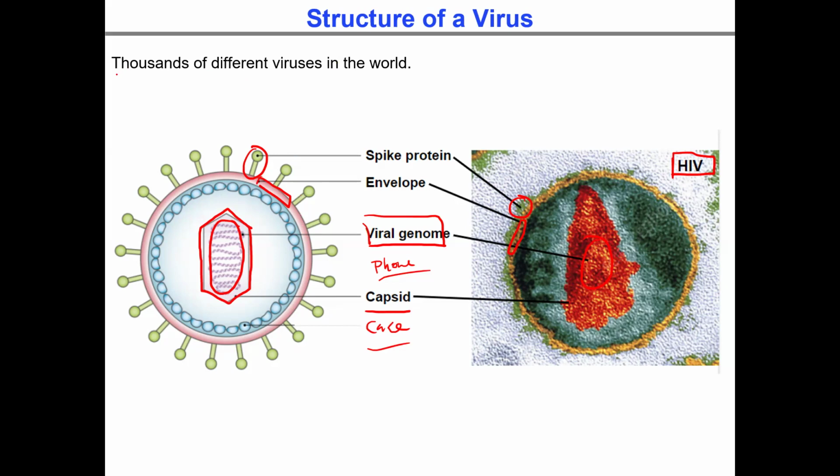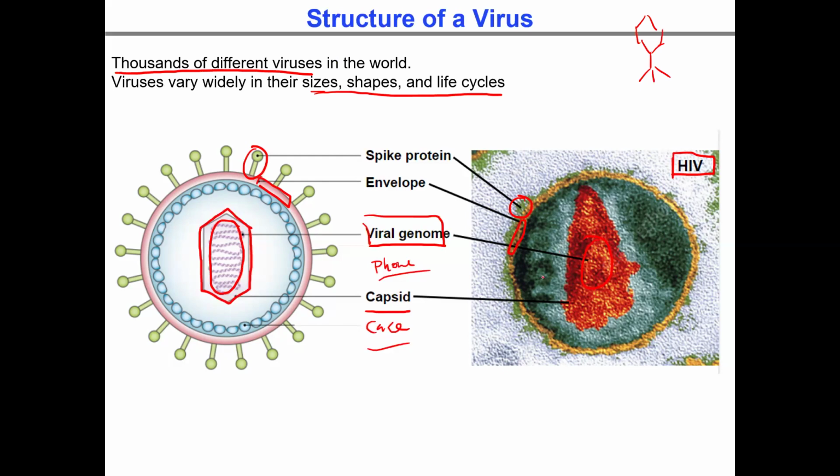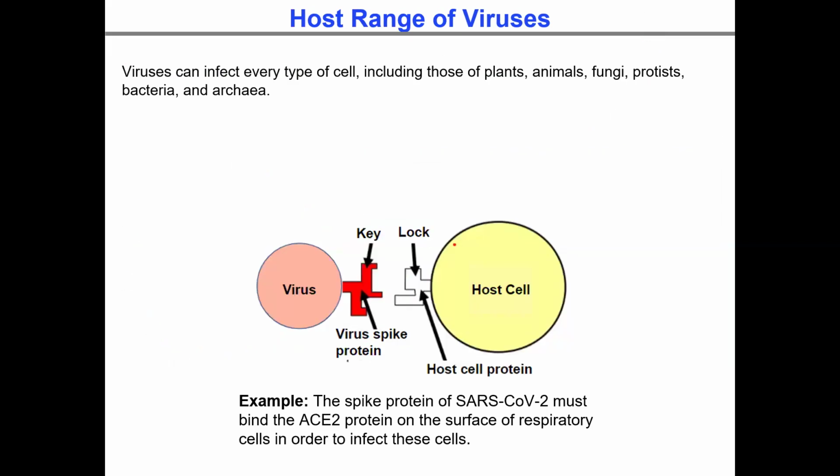So viruses, there are going to be thousands of different viruses in the world, many, many different types. And viruses, again, can vary in size, shape, and life cycle. Sizes can be bigger or smaller. Shapes can be completely different. They're not always going to be round. They can sometimes be triangle shaped, things like that. Like if we take a bacteriophage, they are going to look something like this versus a circle. And then they are going to have different life cycles. Some of them only take a couple hours, some of them can take a couple days. Again, it just depends on what virus we're talking about.